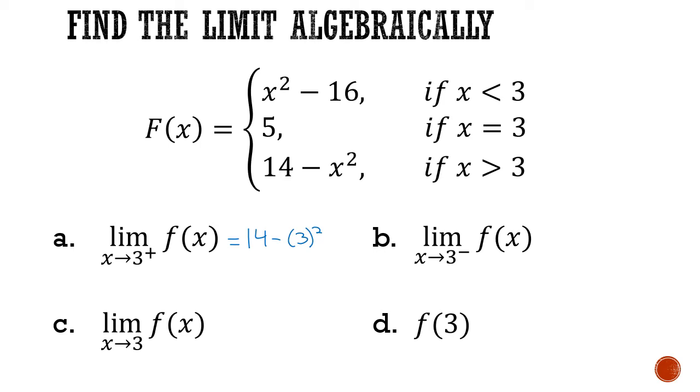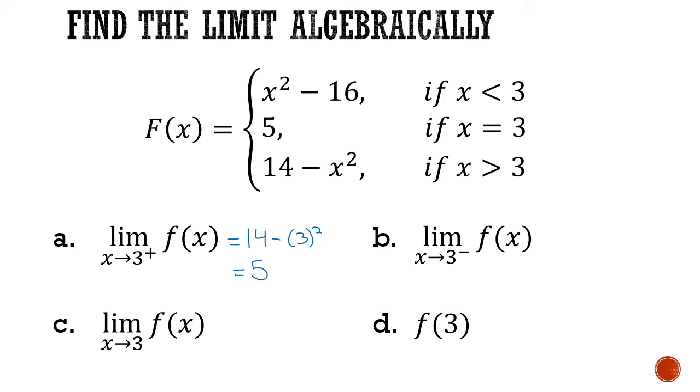From the right means x is greater than 3. 14 minus 9 is 5. Part B, evaluate the limit of f of x as x approaches 3 from the left.